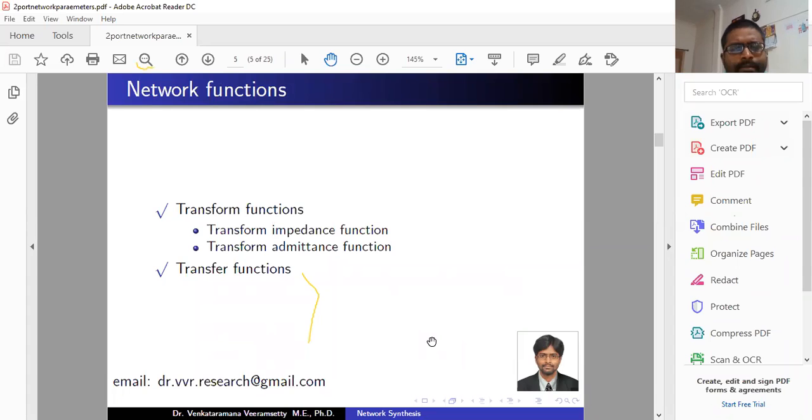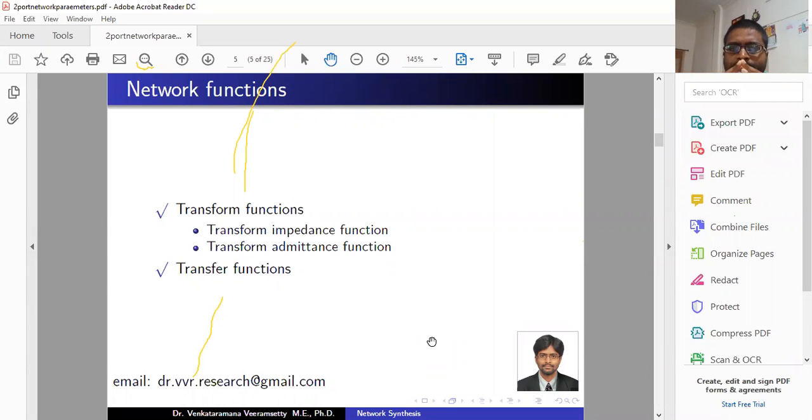Now we will discuss some transform network functions. Network functions are classified into two categories. One is the transform function and the other is called the transfer function. Please try to understand the difference between transform functions and transfer functions.